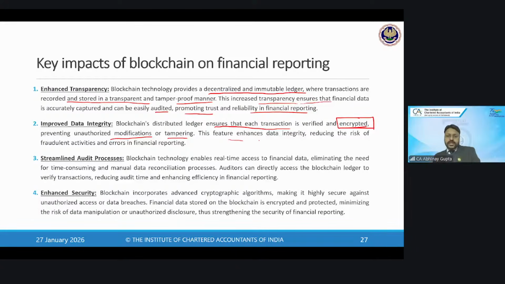Right, this feature enhances the data security, reducing the risk of fraudulent activities and errors in the financial reporting. Streamlined audit processes. Blockchain technology enables real-time access to the financial data, eliminating the need for time-consuming and manual data reconciliation process. Auditors can directly access the blockchain ledger to verify the transaction, reducing the audit time and enhancing efficiency in the financial reporting.